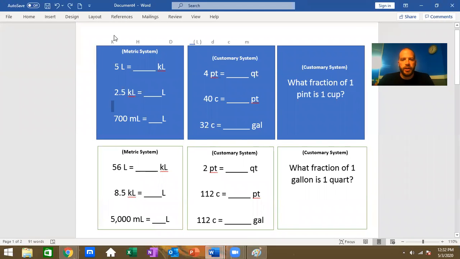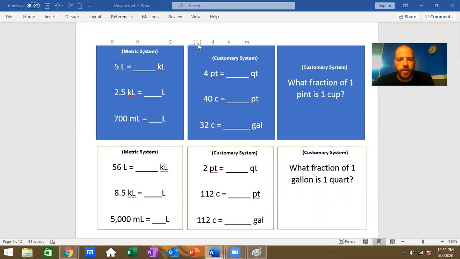We'll start here with the questions that I made to help. Okay, so first, let's review the metric system so we don't just forget about it. So 5 liters is equal to how many kiloliters? So first thing I always do is put the cheat up: King Henry died by drinking chocolate milk. I fill in the base with liters.